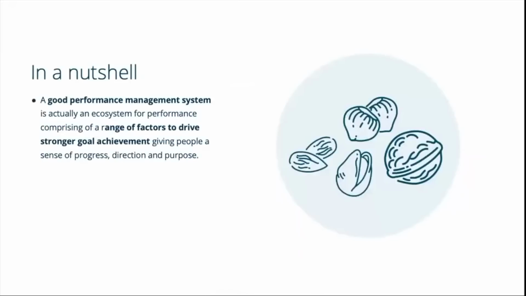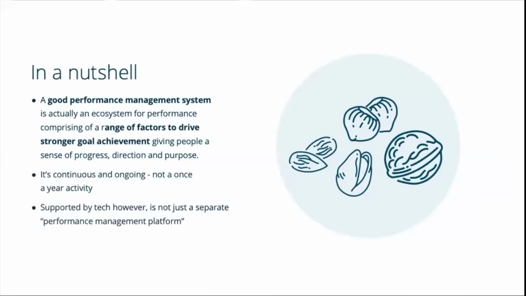So look, in a nutshell, a good performance management system is an ecosystem for performance. It comprises a range of factors to drive strong goal achievement, to give people that sense of progress, direction, and purpose. It's continuous and it's ongoing. It is not a once a year activity. And yes, we can support this with technology. However, it is not a separate performance management platform alone.